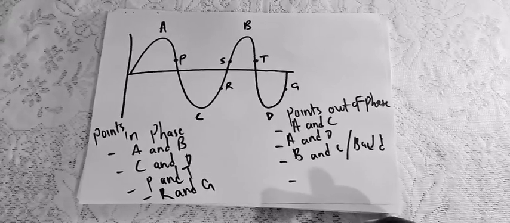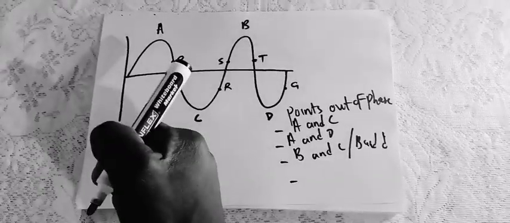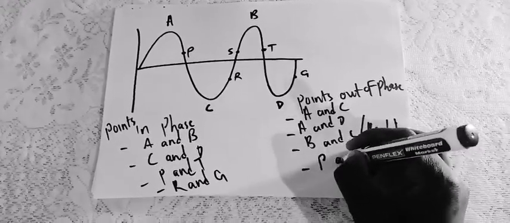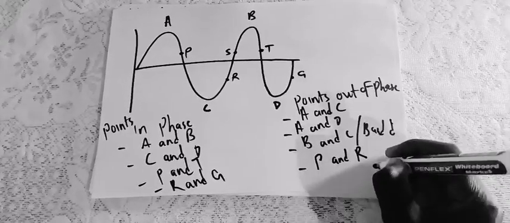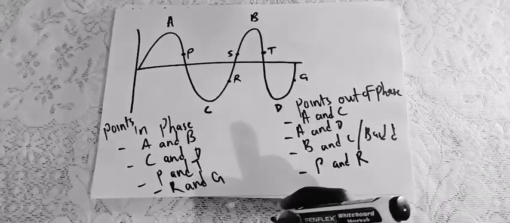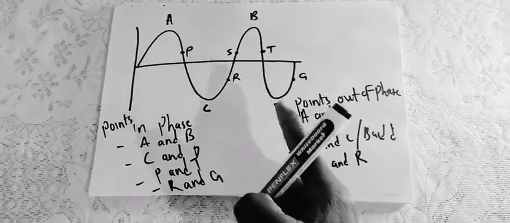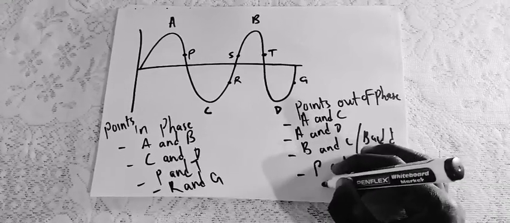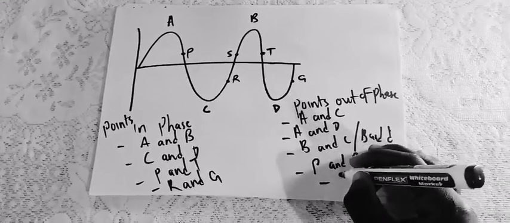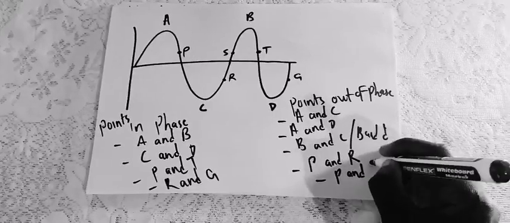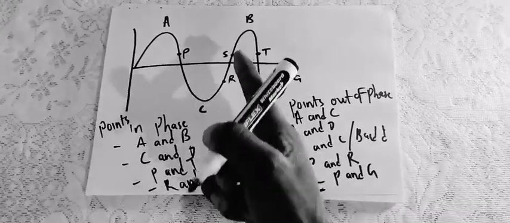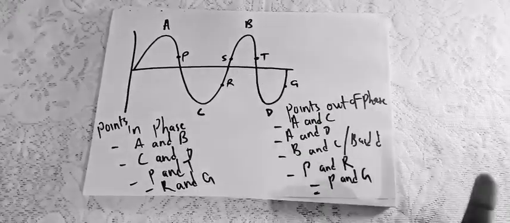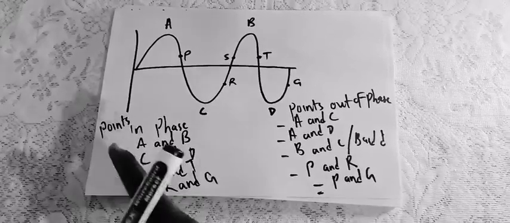Then B and C, or B and D, they are out of phase. Then you can see now P and R, they are not traveling at the same time in the same space. So P and R, that other one is going down, then the other one is going up. So they are out of phase. I don't know if you get that. Now P and G, they are out of phase too, as well as S and G. O, T, and R, they are also out of phase.